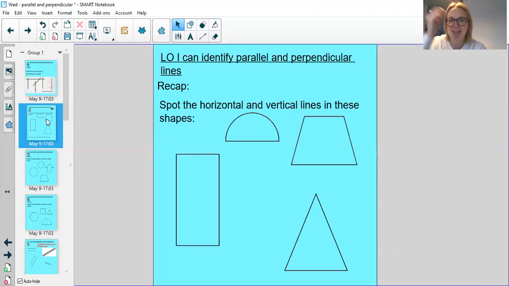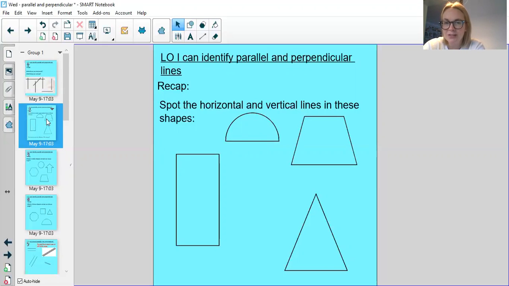Okay, your next activity. So have a look at these shapes. Again, I'd like you to pause the video and I'd like you to spot the horizontal and vertical lines in those shapes. Okay, and if you can name those 2D shapes as well, as a little extra challenge, I'd be very impressed. So have a go at that.